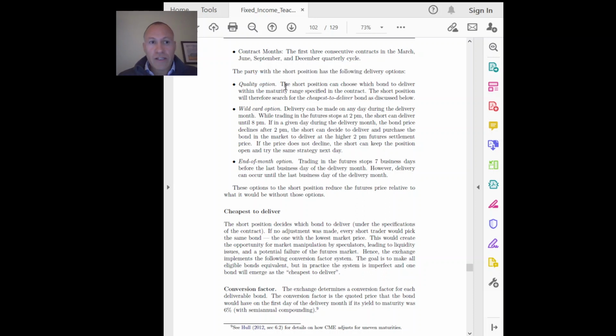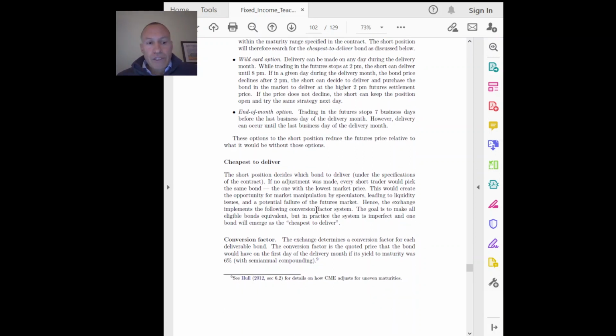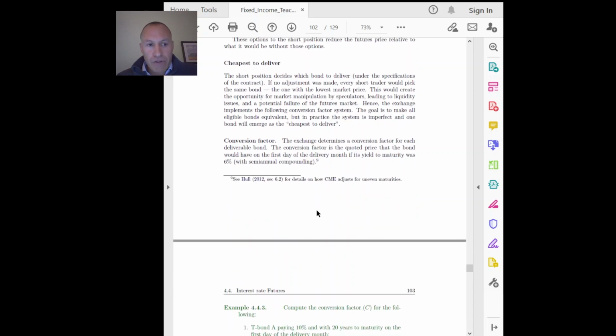Okay, so the idea is that, again, the short position can choose a specific bond as long as it fulfills this range of maturities that I just described, right? So obviously the short position is going to pick the one that is less costly for him to buy, okay? Because he has to buy it in the market to deliver to the other side of the contract. So you will choose the one that costs less money for him to buy. So there will be one bond that we will call the cheapest to deliver, okay? So let's focus on that, okay?